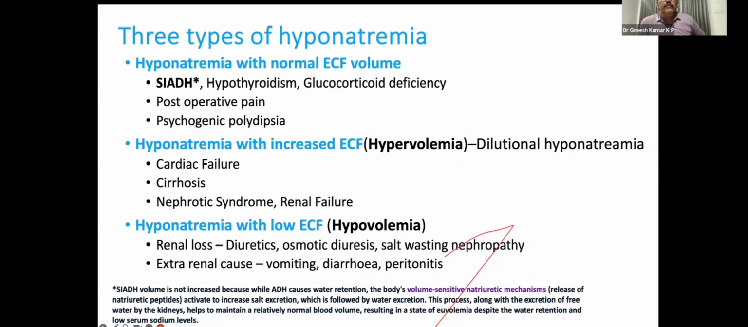So we have already discussed three types of hyponatremia: with normal ECF, with increased ECF, and with low ECF. One condition I didn't mention in the last slide is SIADH. We'll discuss it afterwards because SIADH is not a common problem. If you discuss it now, you may not understand the problem afterwards. So SIADH is a separate problem that we'll discuss later.